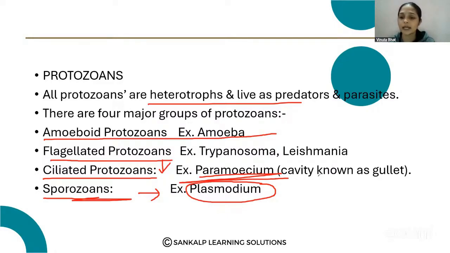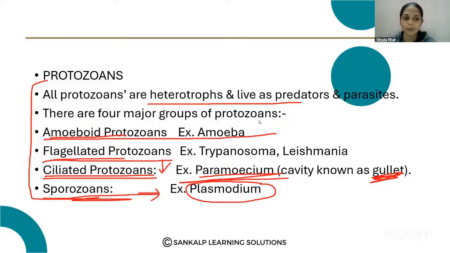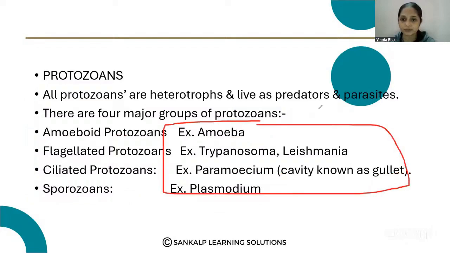In the case of Paramecium, they have a small gullet. It is a body opening through which water and some essential materials move inside the body. That opening is called the gullet. This is how the protozoans are categorized: amoeboid, flagellated, ciliated, and sporozoans. Remember these examples, very important.